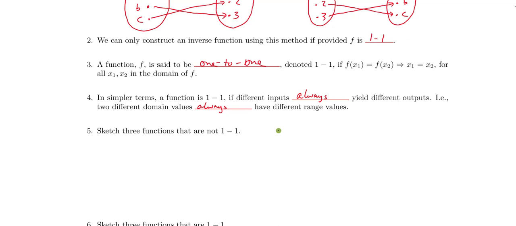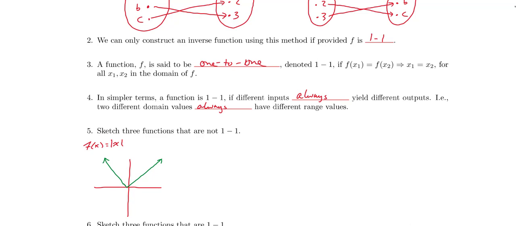So let's go ahead and look at three functions that are not one-to-one. The first one that maybe we could look at is the function f of x is equal to the absolute value of x. If we were to look at the graph of f of x equals absolute value of x, this is one of our library functions. Hopefully you've seen it before. If you haven't, we'll review it again later on in the semester. But here's the graph of the absolute value function.